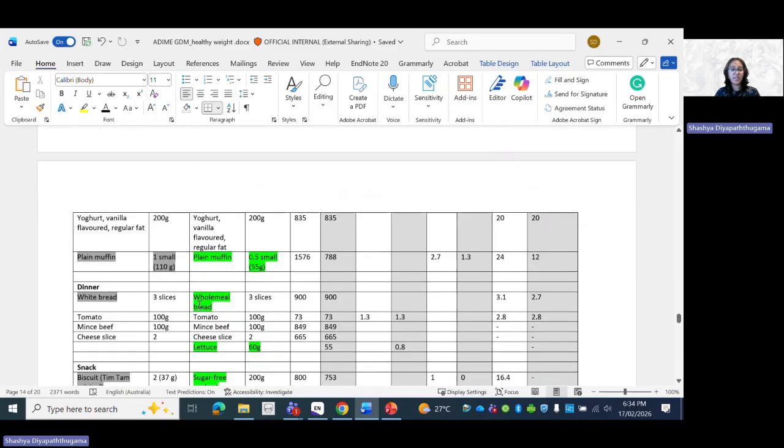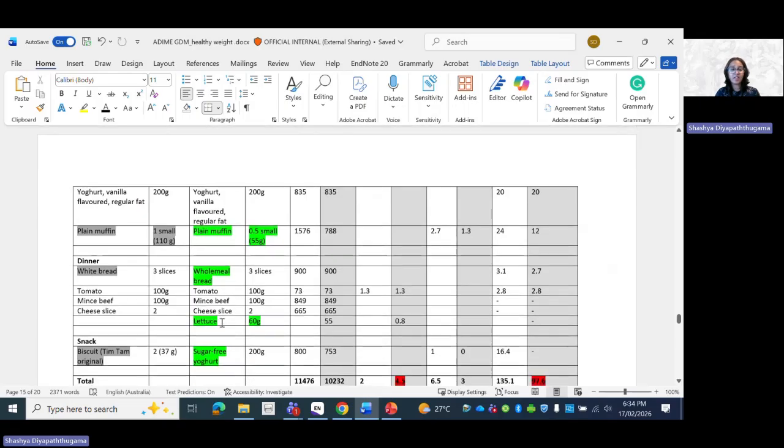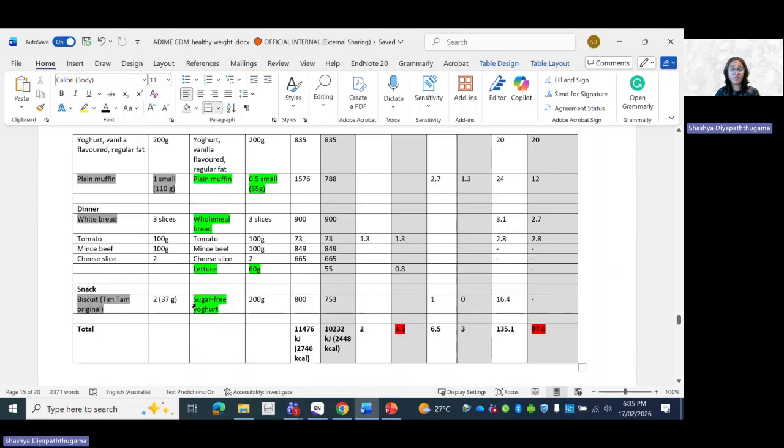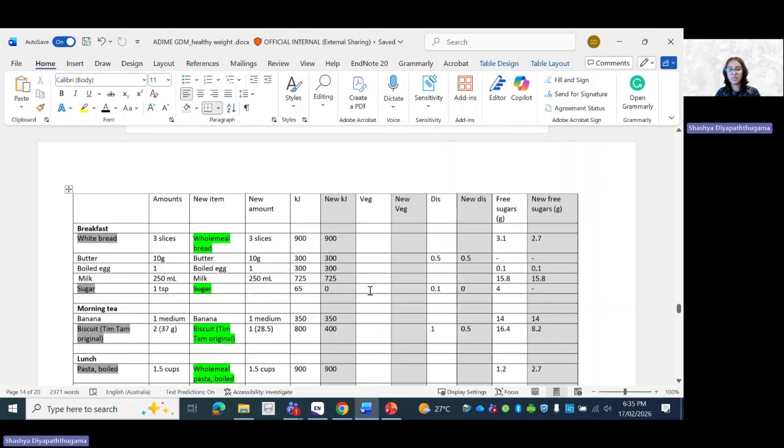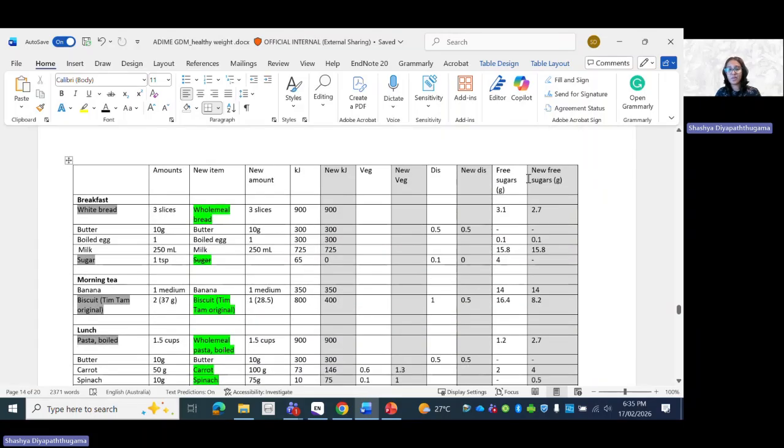Again, all white breads in this whole diet, I've replaced with wholemeal bread. And here I've added lettuce into this one, because lettuce would fit into this sandwich. Again, for this biscuit, I've replaced that with sugar-free yogurt. So there can be different ways of doing this. This is what I thought would be better. And then I have calculated the total energy, and I've calculated these ones once again.